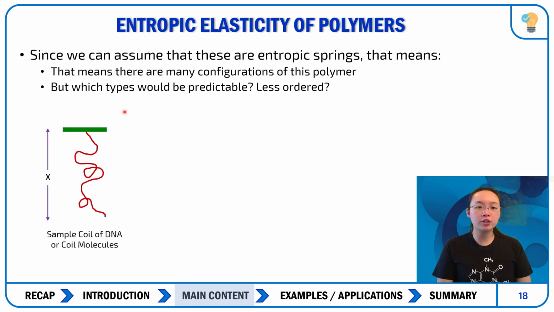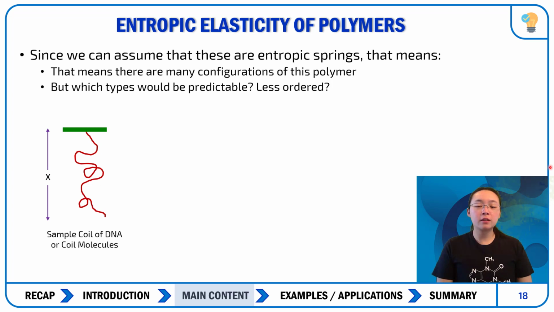So if we just take a look at a sample coil of DNA, for example, or any coil molecule, there's a distance x on the left that it can be stretched, and it can also be anchored at one end to kind of look like a spring. So this distance x is basically the physical size or the length that DNA takes up within the space.